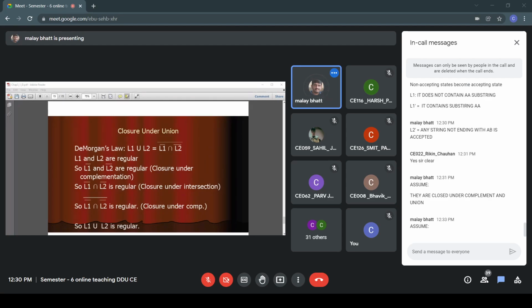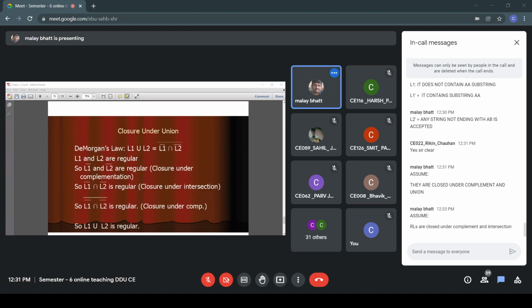That regular languages are closed under complement and intersection. We will assume this, that regular languages are closed under complement and intersection. Using these two assumptions, we can prove that regular languages are closed under the union operation also.